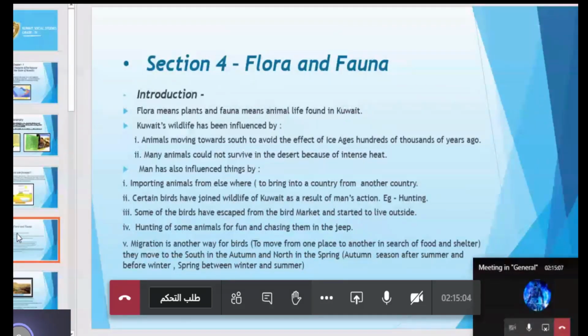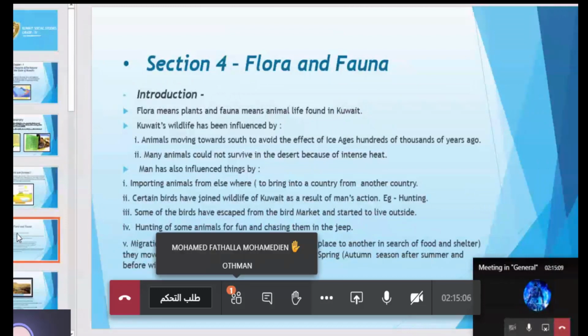Now, section 4 is flora and fauna. Flora means plants and fauna means animal life found in Kuwait. So it's very clear to you. All the plants that are there in Kuwait are called flora and all the animal life that is there in Kuwait is called fauna. It's clear to you? Now the Kuwait wildlife has been influenced by animals moving toward the south many years ago.